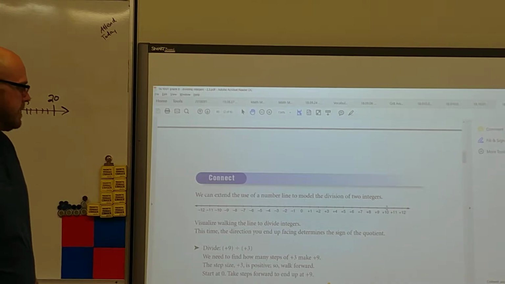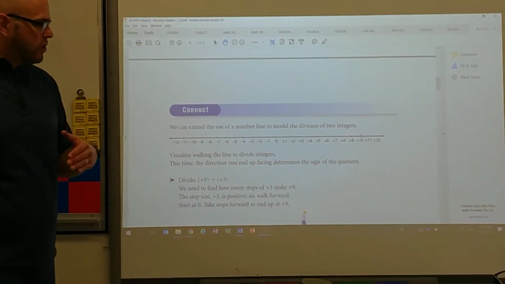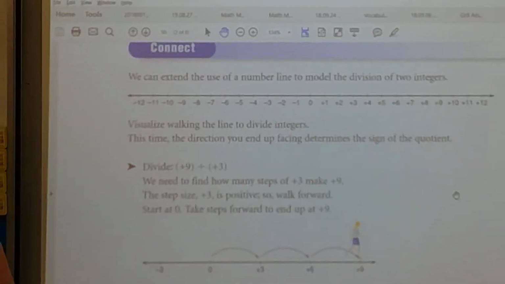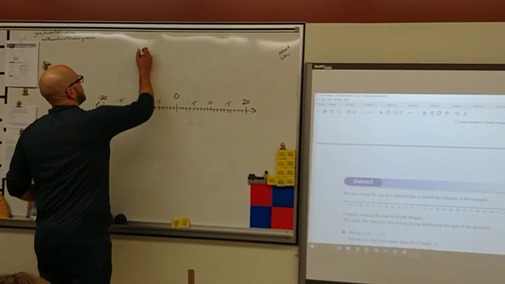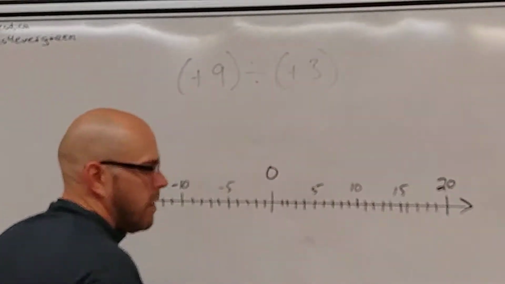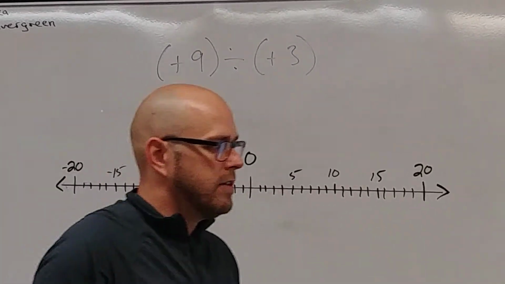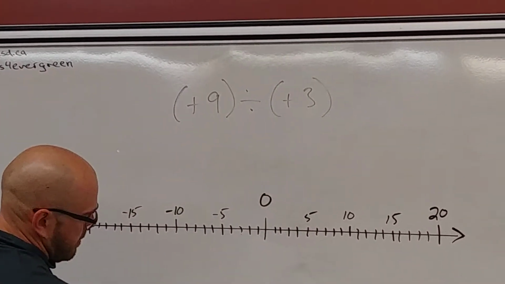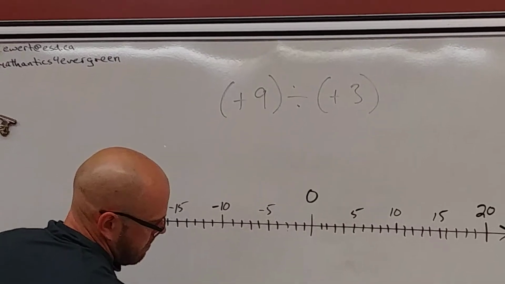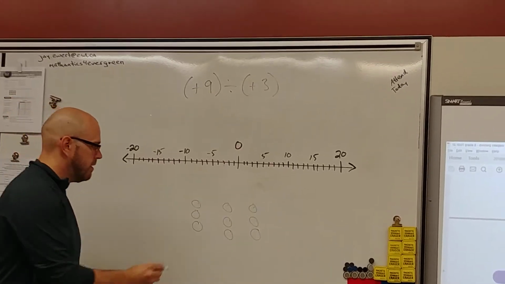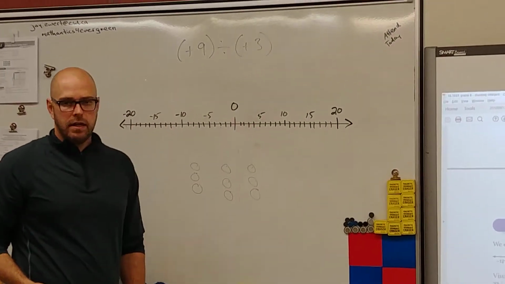All right, so we're going to extend the use of a number line to model the division of 2 integers. The first example it has here is positive 9 divided by positive 3. But I'm going to go to my board here. So we've got positive 9 divided by positive 3. Well, first, let's do it just as a tile number. Here we go. I've got positive 9 into positive 3. This is what it looks like in tiles. Positive 9 tiles, cut into 3 groups. How many in each group? 3.